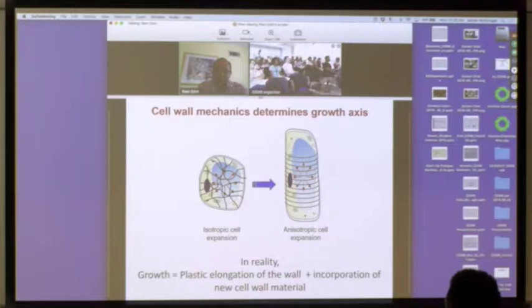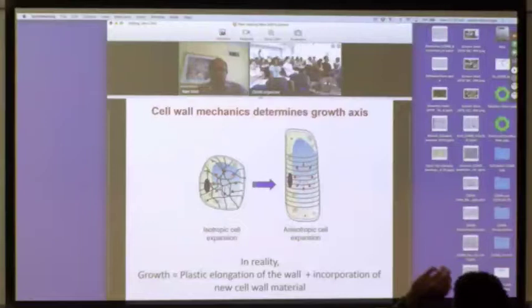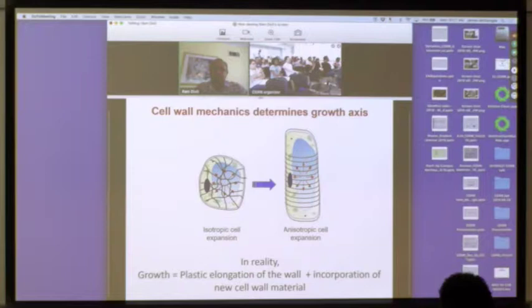So that's why the cytoskeleton is playing an indirect role. By patterning the cell wall material, that's how the cytoskeleton is determining the cell shape or the growth axis, as opposed to directly pushing on the plasma membrane. Because you can imagine the turgor pressure, as I showed, is in the megapascal range. That's enormously higher than the piconewton-level forces that the cytoskeleton can exert. So the cytoskeleton is working by affecting cell wall pattern. And I'll talk about that in just a second.